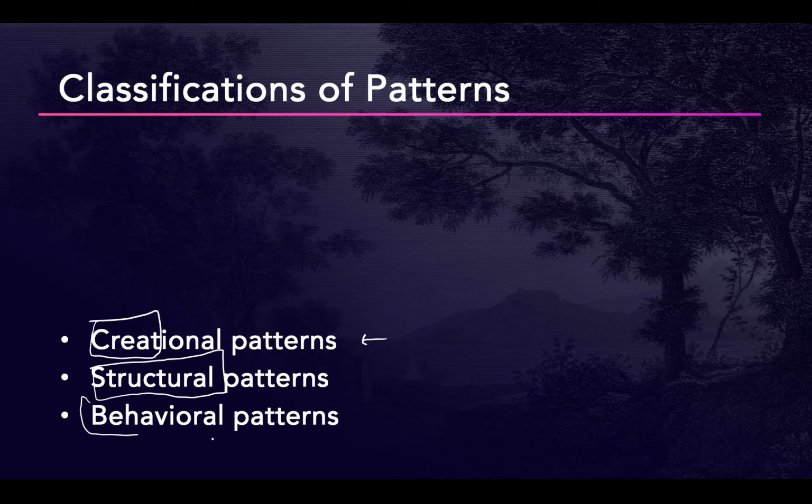Finally, behavioral patterns. So, behavioral patterns take care of effective communication and the assignment of responsibilities between objects. So, behavioral patterns divide the responsibilities between this class and this class, for example, in the way where there's only a single responsibility between them, and it does it in such a way that the behaviors and responsibilities of a class are as much as possible very decoupled from the other parts of your system.